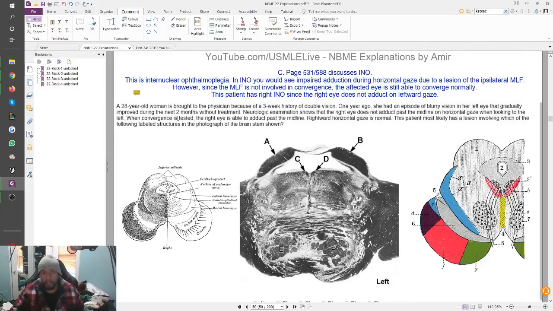When convergence is tested, the right eye is able to adduct just fine, right? Convergence meaning both eyes are looking towards the nose, then it works. Rightward horizontal gaze is also normal, which means the left eye is doing okay. This patient most likely has a lesion involving which of the following labeled structures? So you know INO is due to the MLF lesion, right? Medial longitudinal fasciculus.